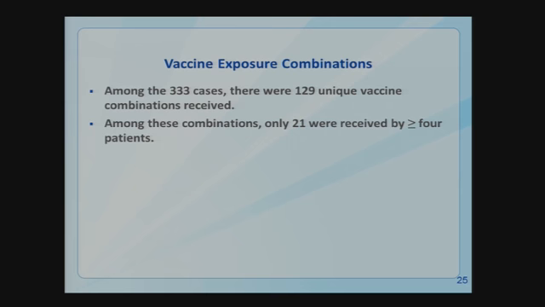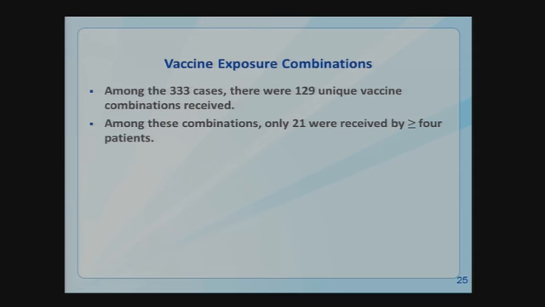So now looking at the issue of combinations of different vaccines received on the same day, among these 333 people, there were 129 unique vaccine combinations received, again, considering each of those vaccines listed in the previous table as a separate vaccine type. So among these combinations, only 21 were received by 4 or more patients, which is to say that most of these unique combinations are not involved in a lot of cases. We can't look at each combination and estimate a risk for each different combination separately.